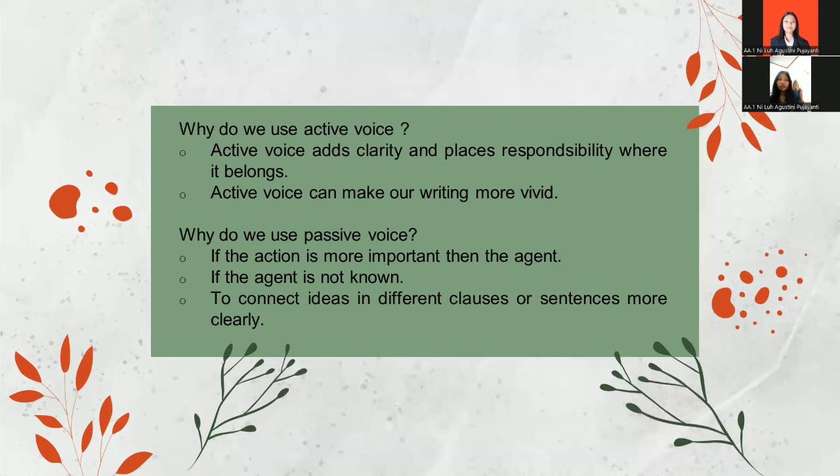Why do we use active voice and passive voice? Here's the explanation. We use active voice because active voice adds clarity and places responsibility where it belongs. Active voice can make our writing more vivid. Then we use passive voice if the action is more important than the agent, if the agent is not known, and last, to connect ideas in different clauses or sentences more clearly.